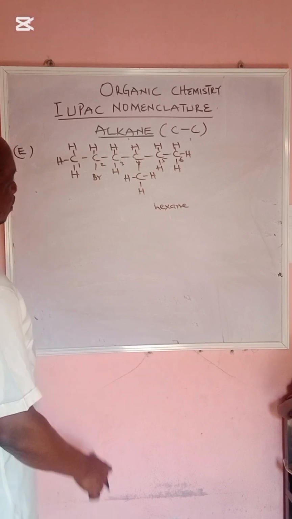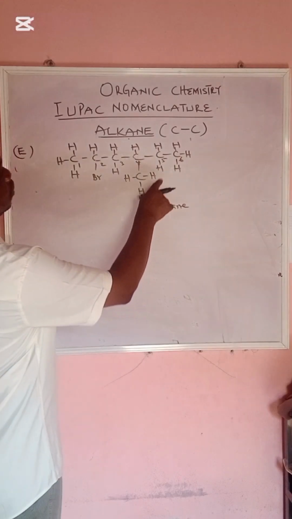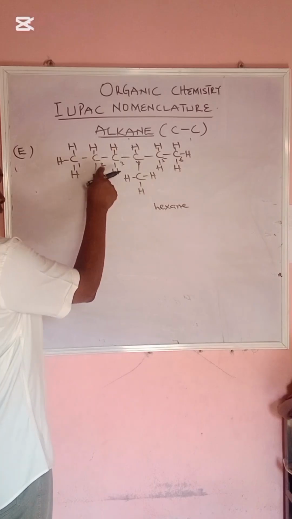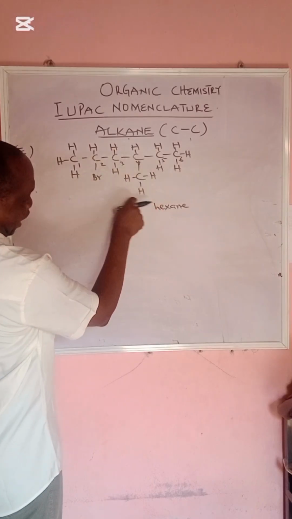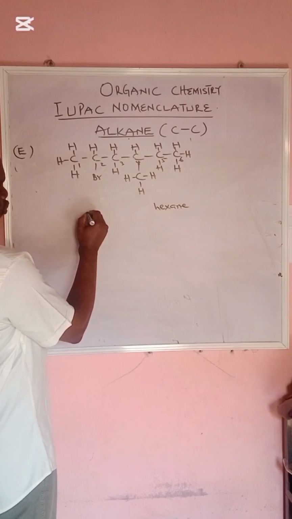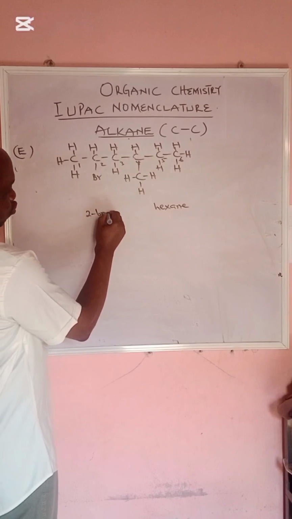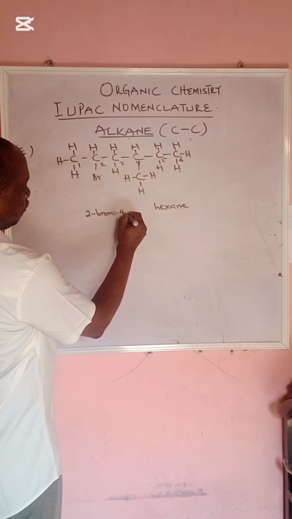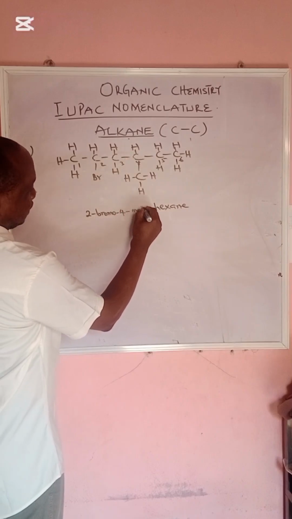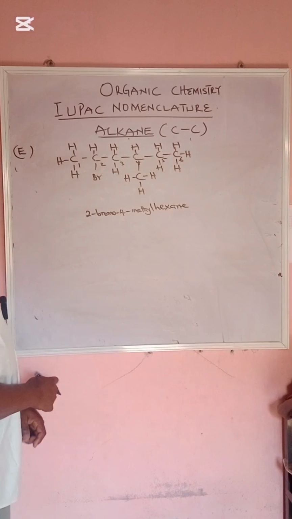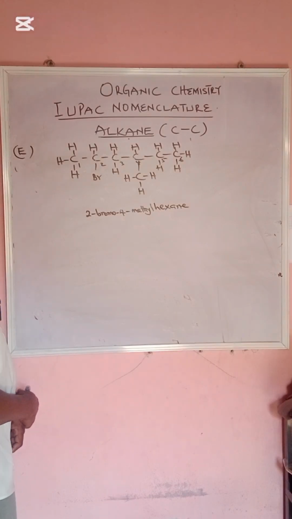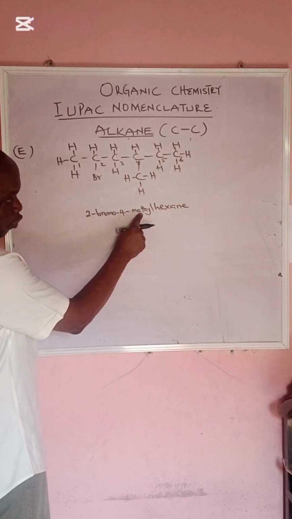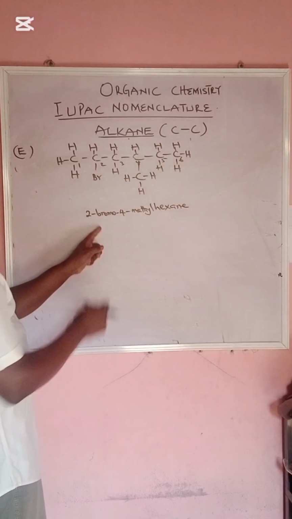Hexane. You can see bromine attached to carbon 2. Alkyl methyl attached to carbon 4. So it will be 2-bromo, then 4-methyl, hexane. 2-bromo-4-methylhexane. But let me explain. Why did I put bromo before methyl? Why not 4-methyl, 2-bromo? Because B comes before M in our alphabet. So please take note of that.